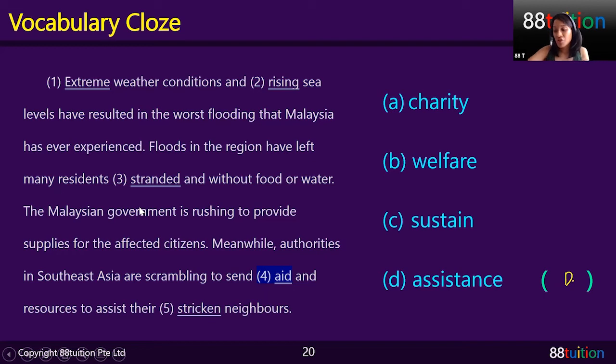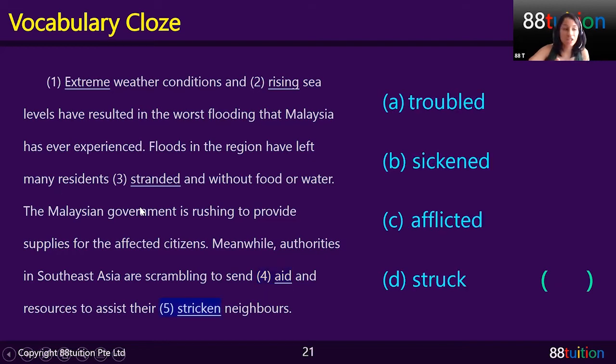Okay, and resources to assist their stricken neighbors. Stricken would be afflicted, people who have been affected by something. Not troubled, not sickened. Sickened means you're completely disgusted, right? Not struck. Okay, students, so these are the answers, all right?